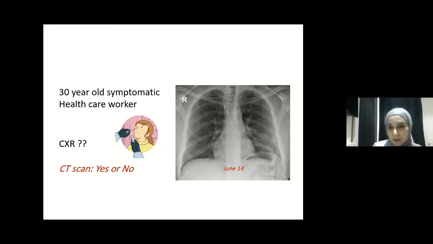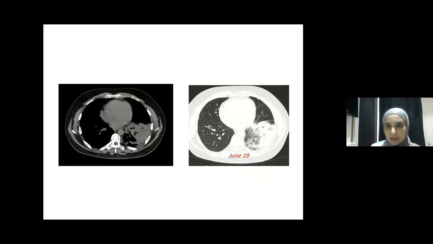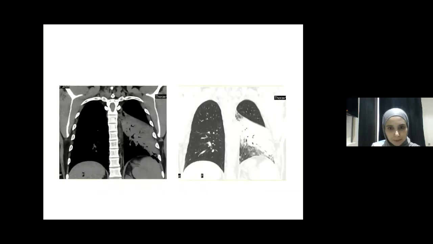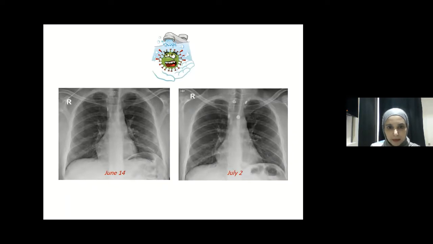CT was performed because it was justified, and it revealed lobar pneumonia in the left lower lobe with air bronchogram and ground-glass opacity. And if you didn't believe in this opacity, now you know that it was a true opacity, since the follow-up chest X-ray after the discharge was completely clear.